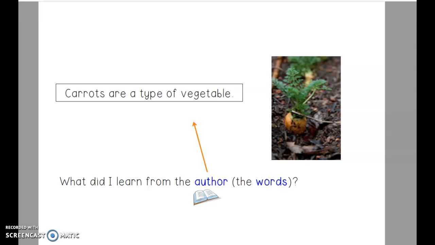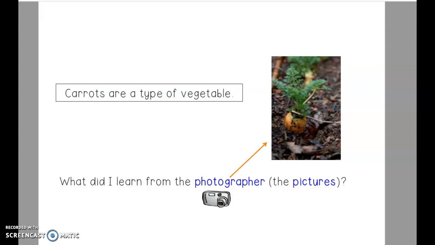First, I'm going to think about what I learned from the author who wrote the words. Well, carrots are a vegetable. That's some information I got. Now what about from the photographer who took a picture? Ooh, there are a couple of things that I notice here. I can see that carrots grow mostly underground, which is a very interesting fact.